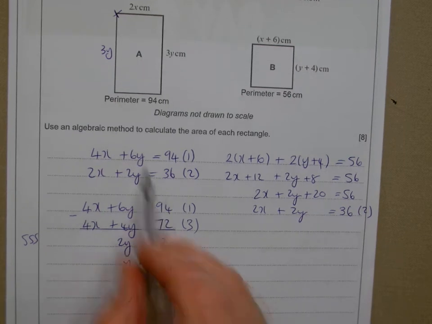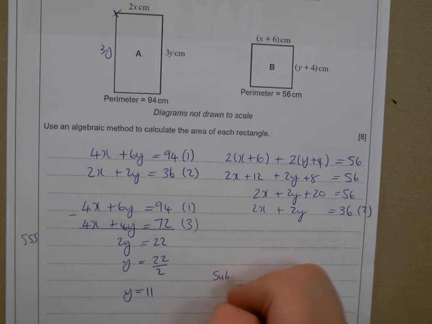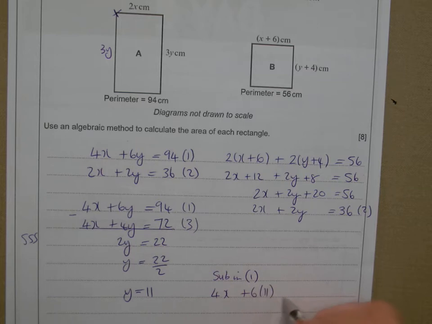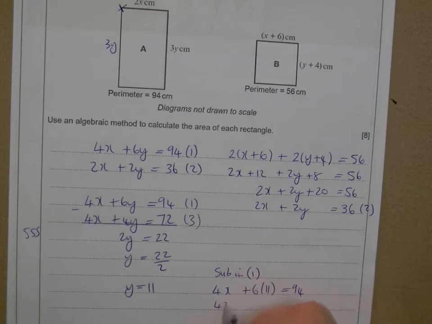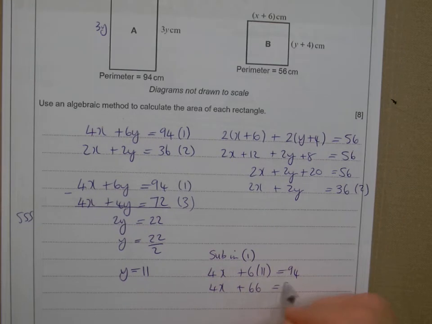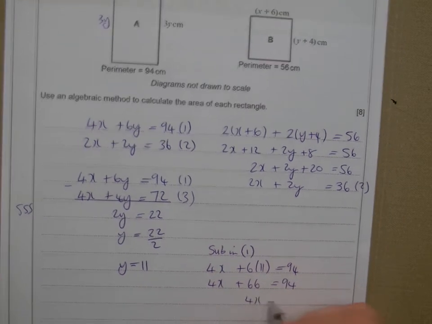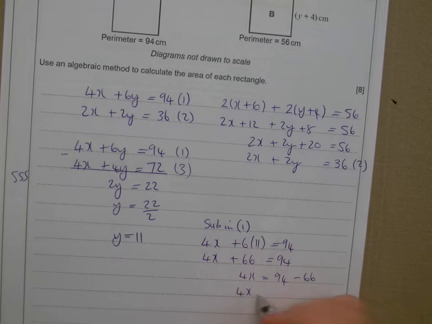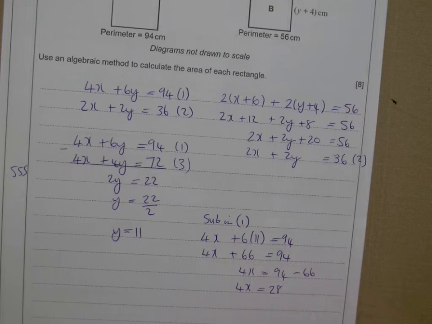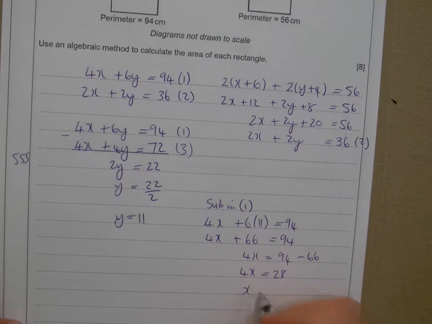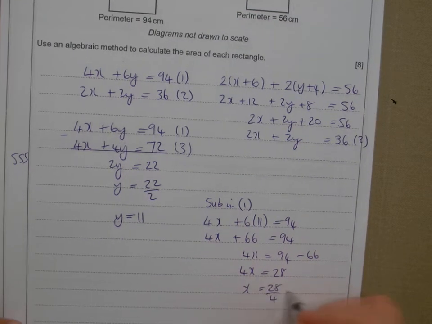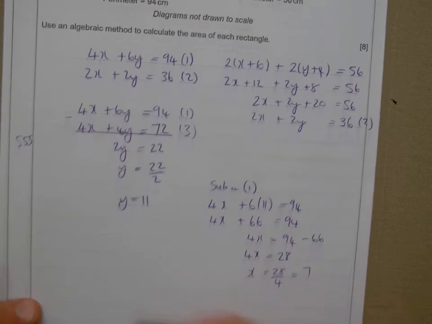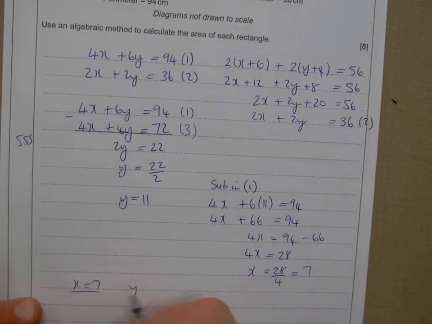All I need to do then is sub it into one of the other equations to work out my x. So say if I sub it into 1, I'll have 4x plus 6y, now y of course is 11, equals 94. So 4x plus 66 then equals 94. So then 4x will be 94 take away 66, so 4x will be 28, isn't it? To get x then, I need to do 28 divided by 4, which is equal to 7. So I've got my results, x equals 7, y equals 11.